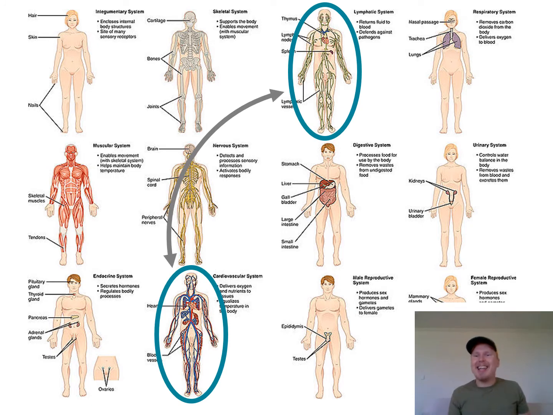In this case, it is especially the cardiovascular system, the vascular part of it, so the blood vessels, that overlaps with the lymphatic system and also the immune system. This is a good place for us to look at this system at this stage of the course.